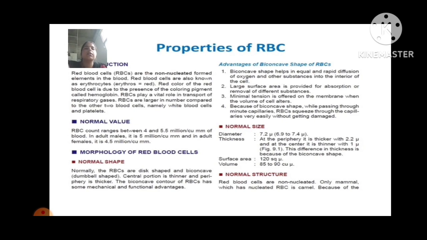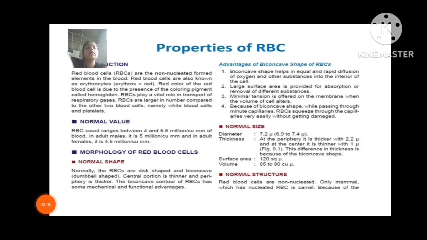The normal size is 7.2 micrometer. The thickness at the periphery is thicker, 2.2 micron, and at the center it is thinner, 1 micron. The difference in thickness is because of the biconcave shape. The surface area is 120 square micron, and the volume is 85 to 90 cubic micron.